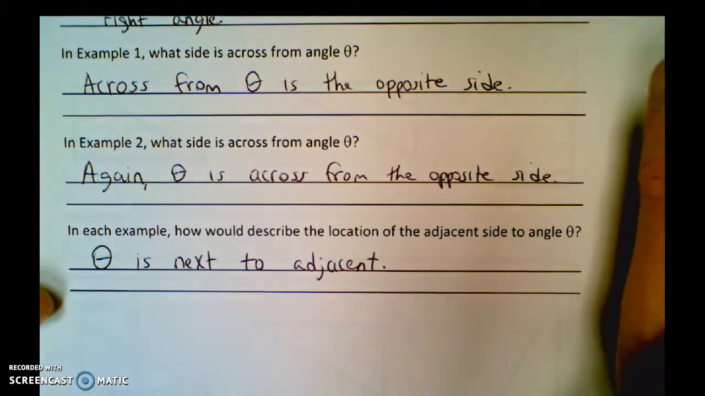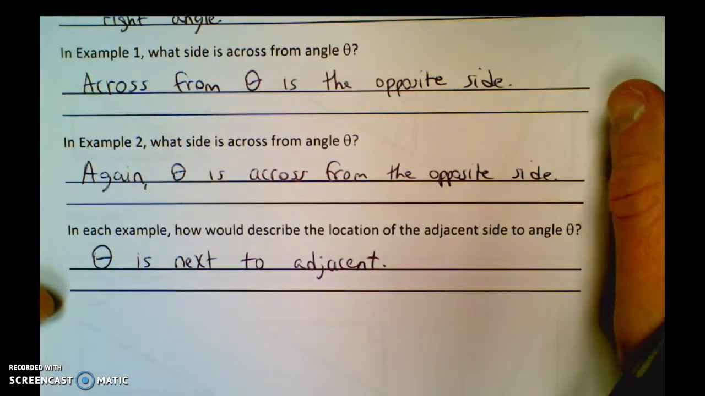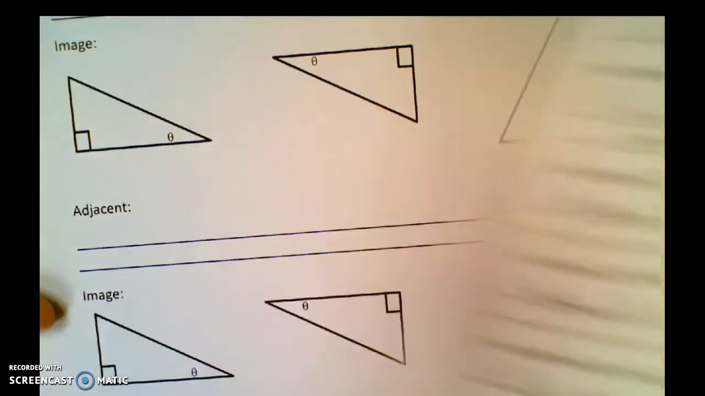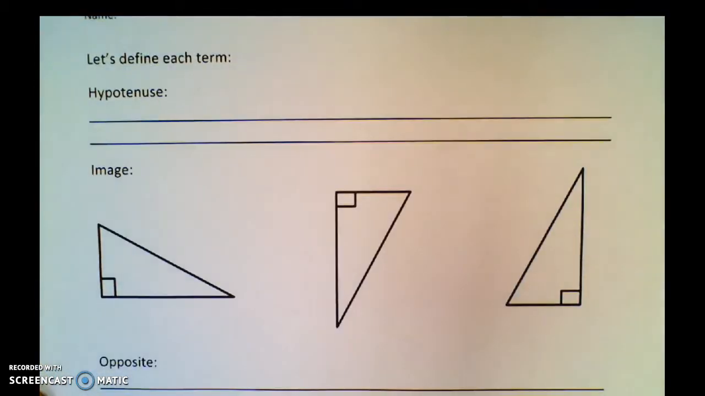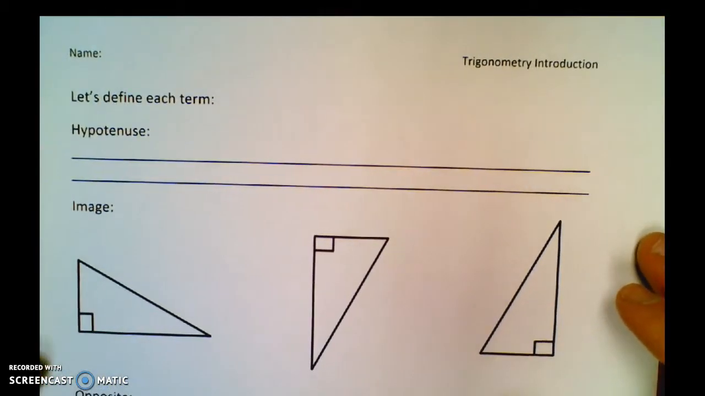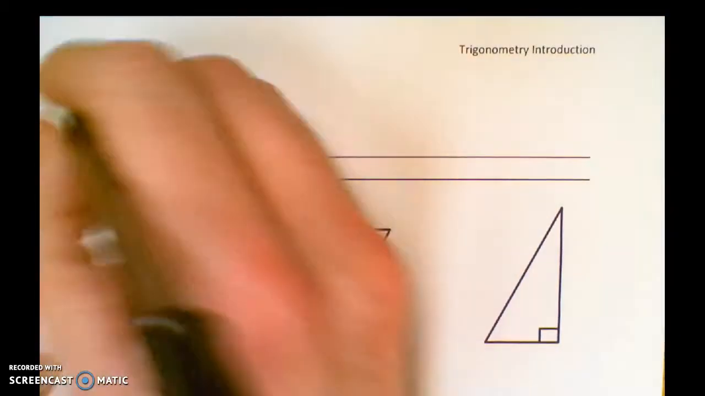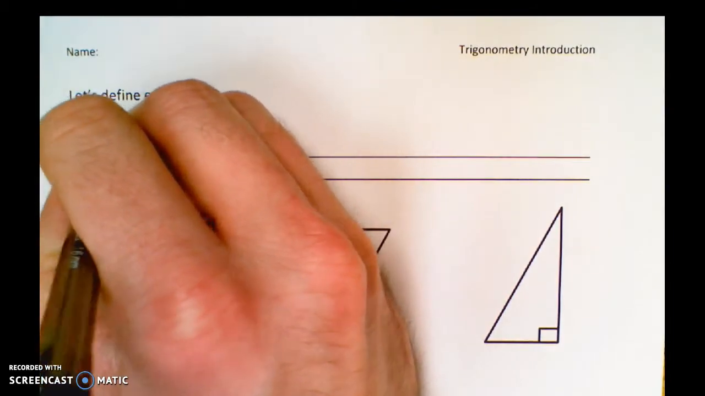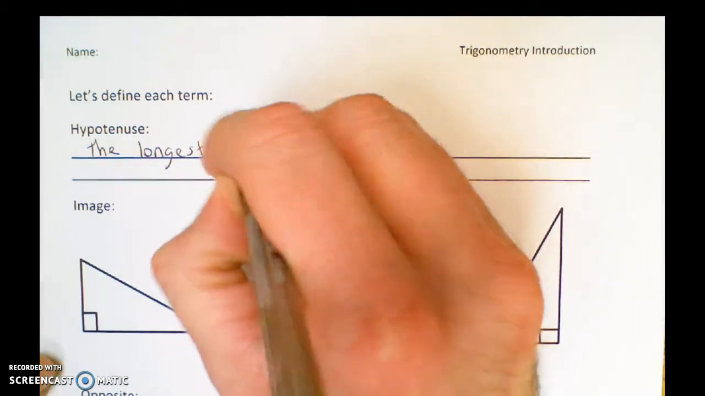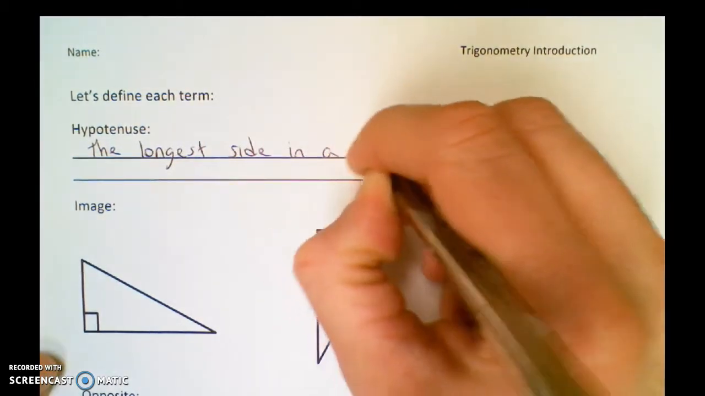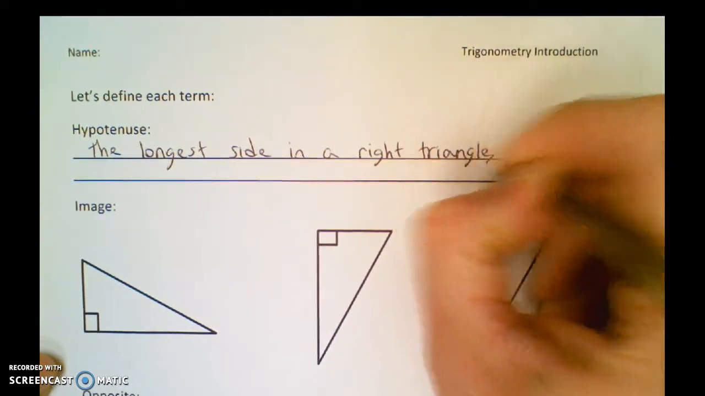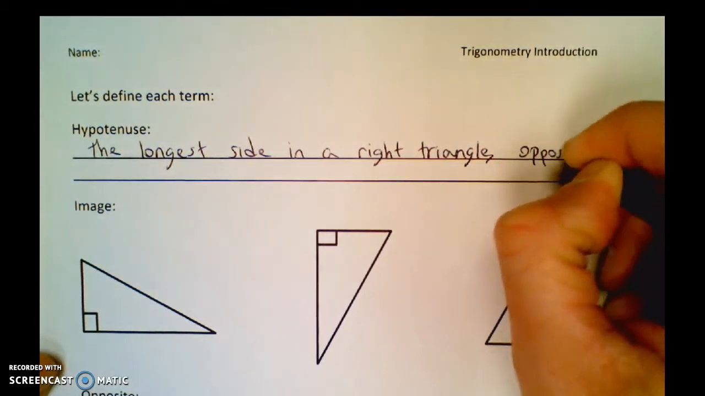So we got some key words here that we have to be comfortable practicing and using. Let's try some definitions, and we can use those to help with our problems. Alright, so let's define each term, and then we can label them with the images that we have. So the hypotenuse we've kind of defined already. We know that. It's the longest side in a right triangle opposite the right angle.